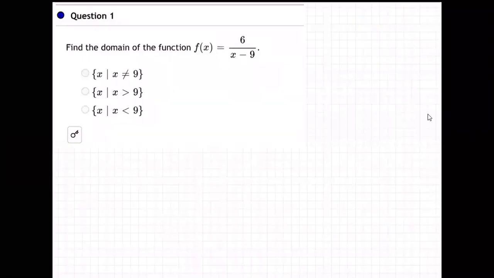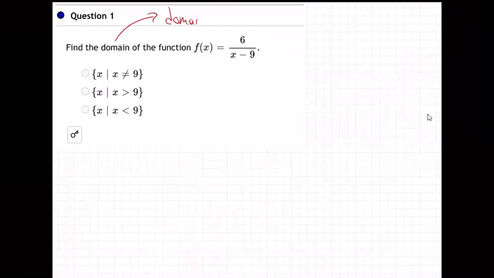Okay. So again, we are in 3.2. This is section 3.2. And we're looking at finding the domain of a function. So how do you find, what does it mean, by the way? Let's talk about what this even means.